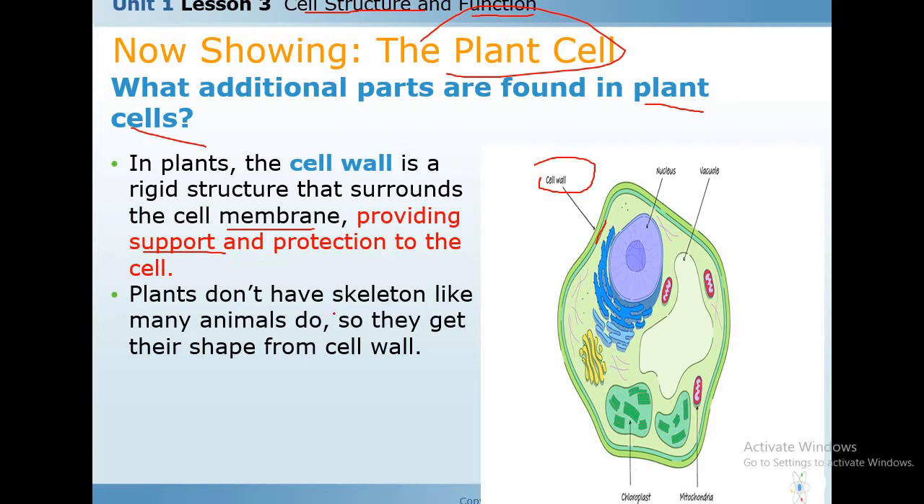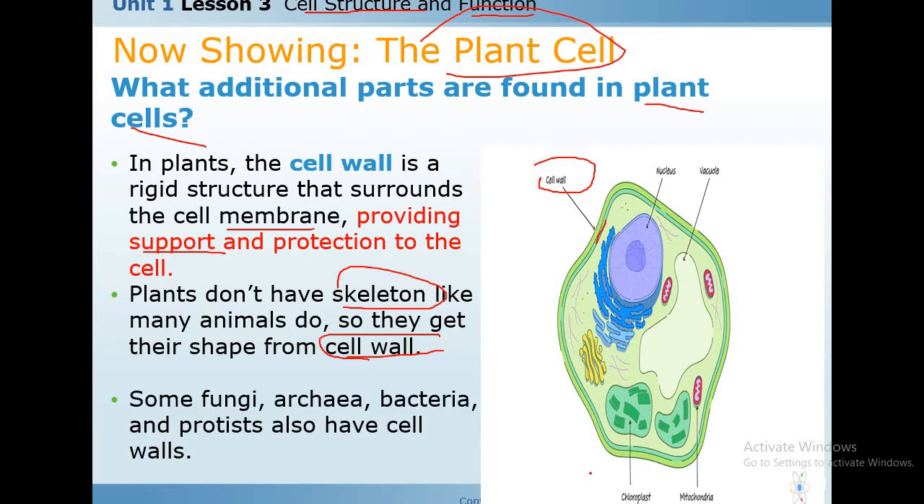Plants do not have a skeleton, do not have a cytoskeleton like animal cell. Animal cell has a cytoskeleton to give shape to the cell, while plant cell does not have a skeleton. So the plant cell gets its shape from the cell wall. The cell wall gives shape to the plant cell because plants don't have a skeleton, while animal cell has a cytoskeleton.